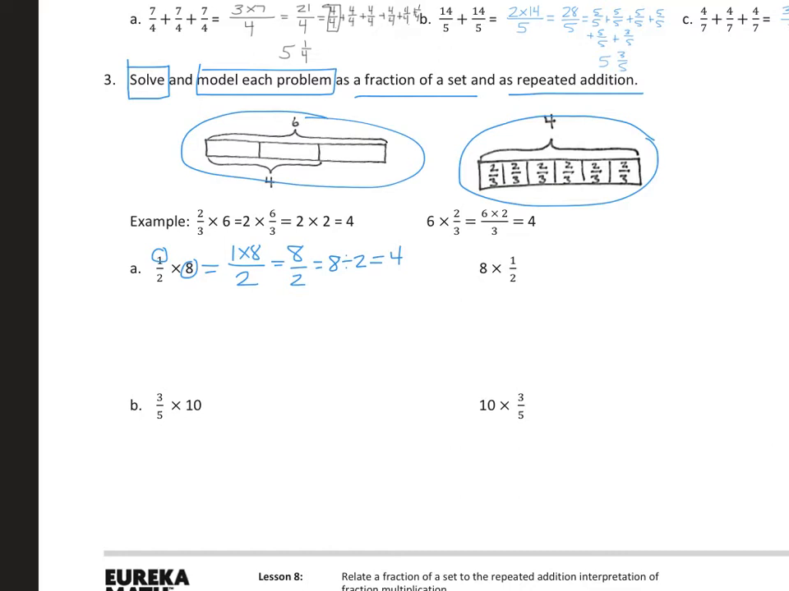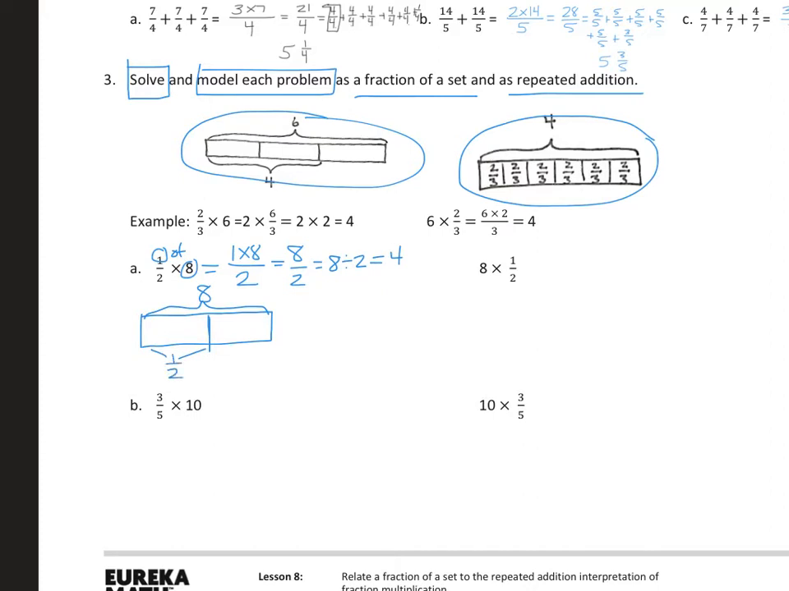So as a fraction of a set, remember this multiplication means of. So I can say, okay, I'm looking for 1/2 of 8. Well, this whole must be 8. And I'm looking for 1/2. That means I split it in half. And here's 1/2.